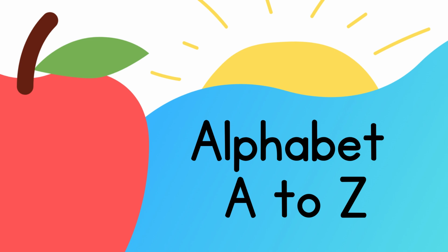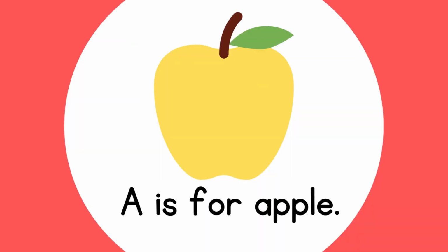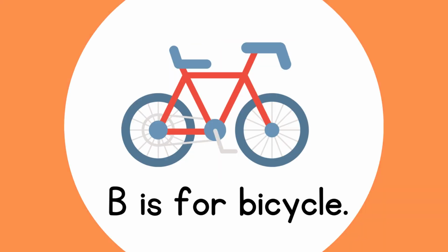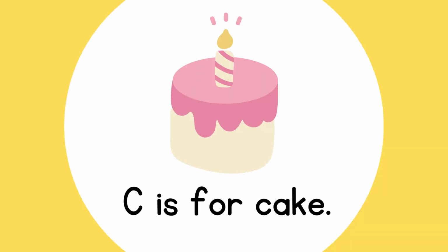Alphabet A to Z. A is for apple. A, apple. B is for bicycle. B, b, bicycle. C is for cake. C, c, cake.